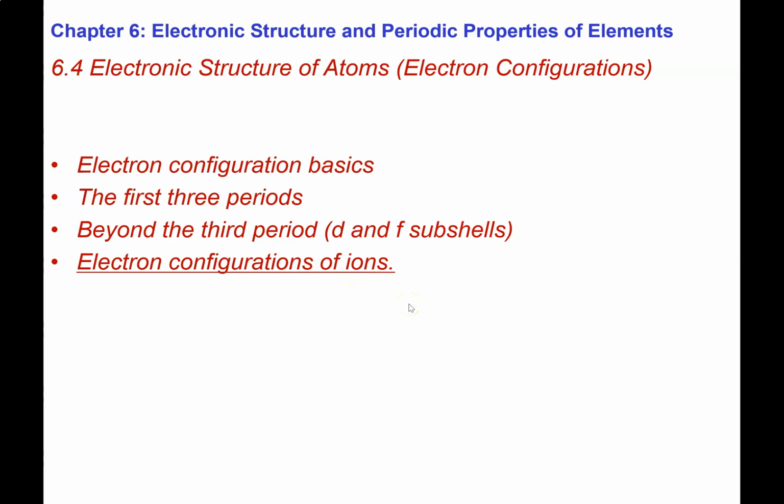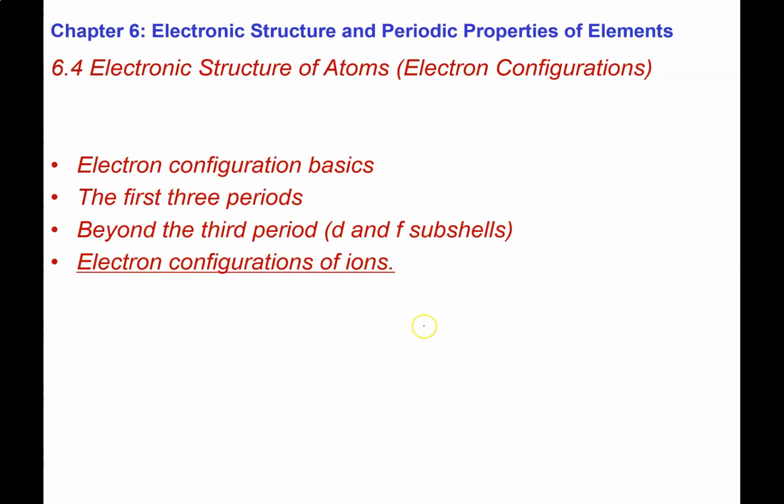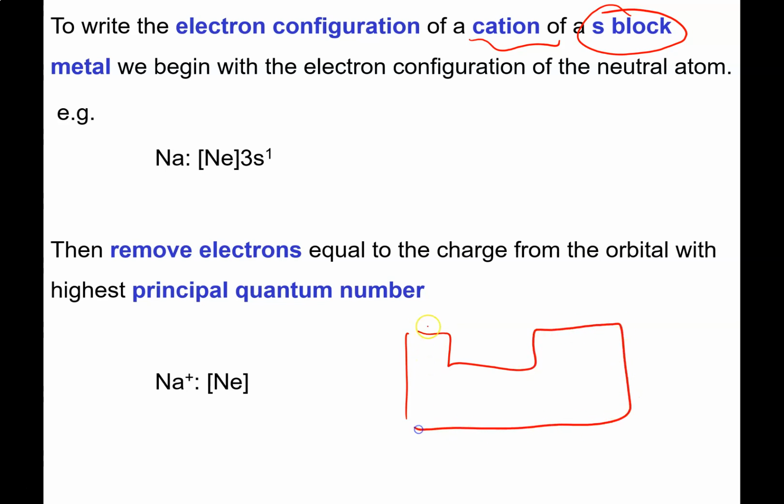So the final topic in section 6.4 that we're going to be looking at is how to write the electron configuration for an ion, and it's not that tricky. So to write the electron configuration of a cation for one of those S block elements, that's one of the elements in one of the first two groups of the periodic table over here, we begin by writing the electron configuration of the neutral atom, and then we remove however many electrons we need to remove from the highest orbital.